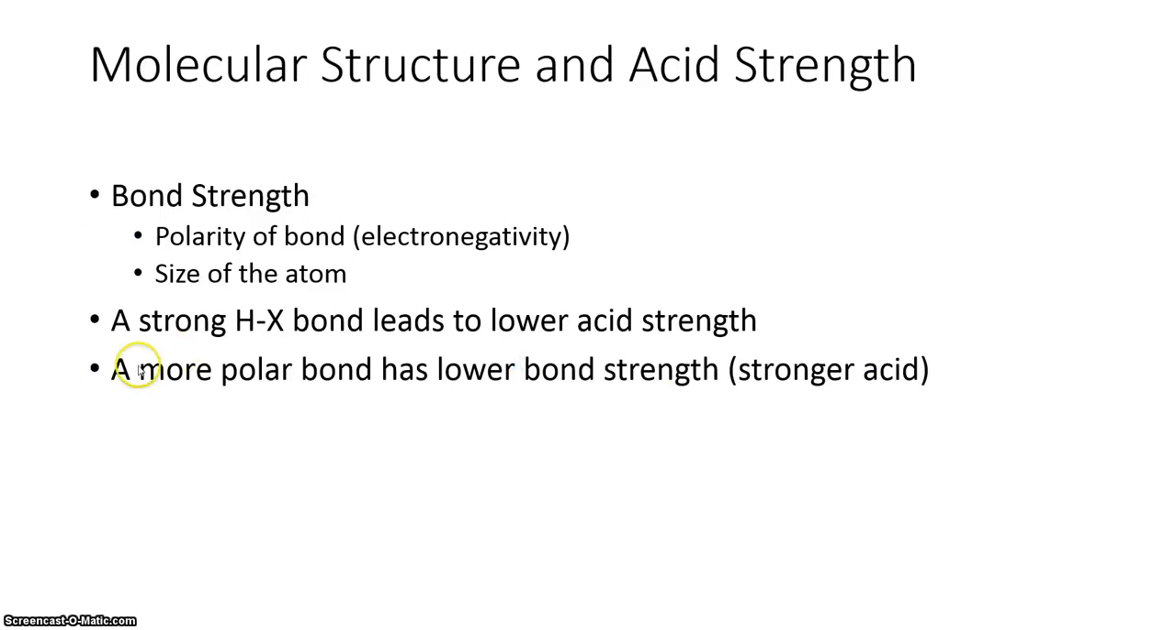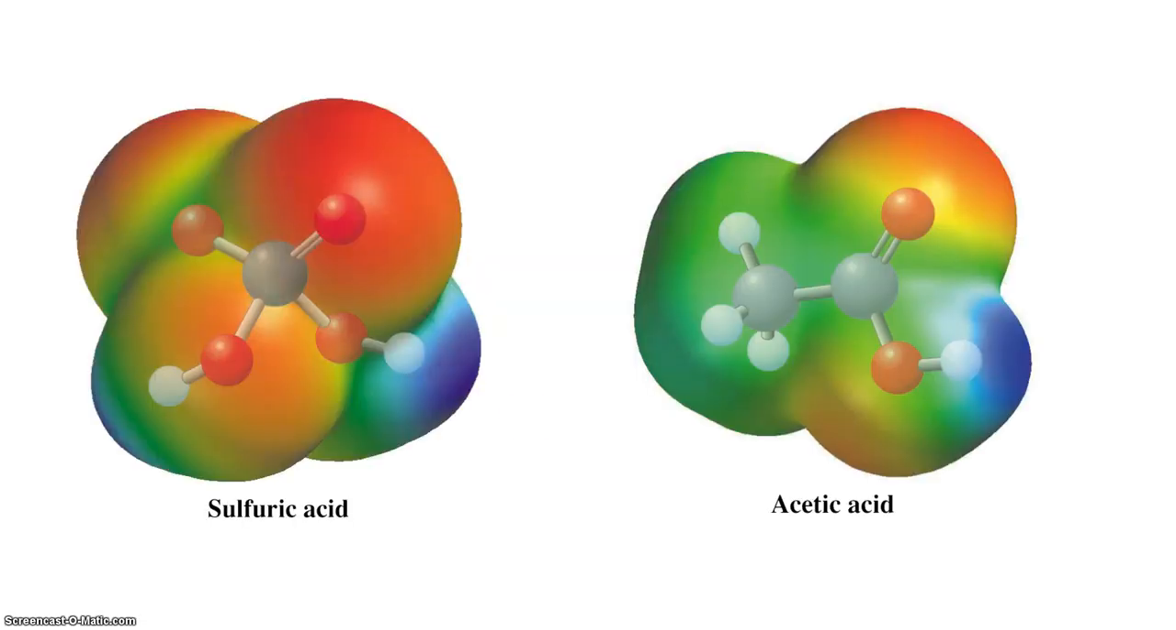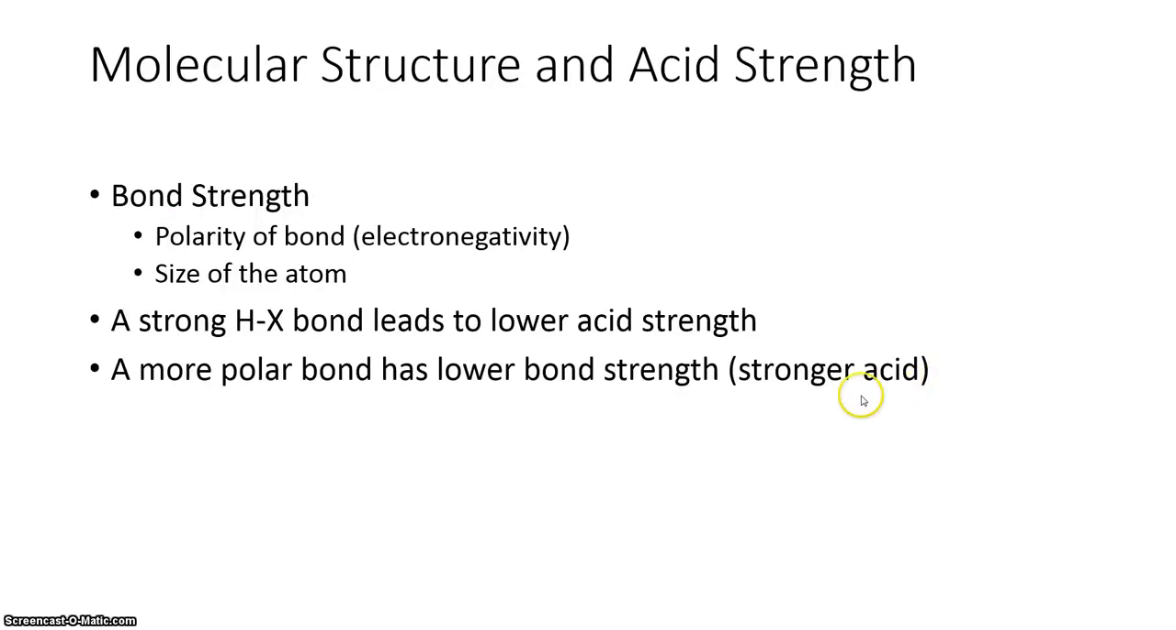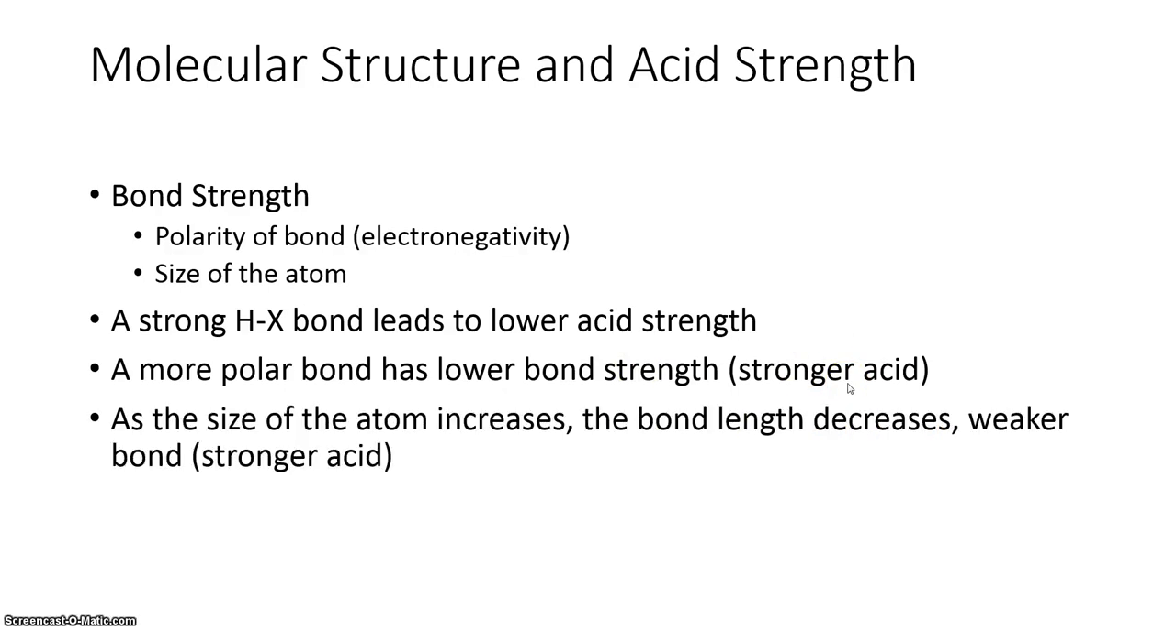Okay, so we saw the example where we have a polar bond. Both of the oxygen-hydrogen bonds here are polar, but this one is more polar than in the acetic acid. And so the more polar bond in the sulfuric acid has a lower bond strength, signifying we have a stronger acid. Okay, the other trend is that as the size of the atom increases, the bond length increases, which gives us a weaker bond, which in turn gives us a stronger acid.